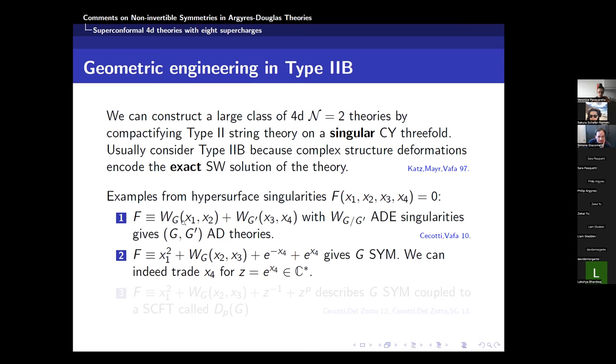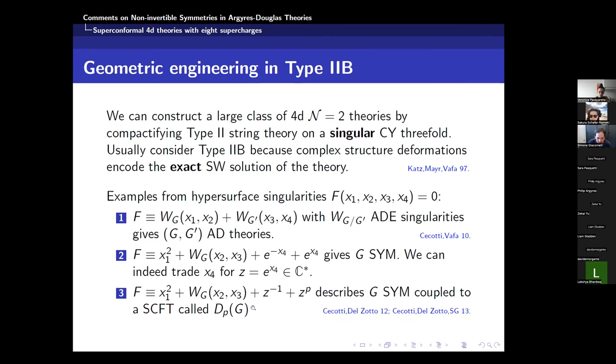One example is the case in which we have the sum of two ADE singularities. This leads to Argyres-Douglas theories called (G, G'). Then, if we want to construct a super Yang-Mills theory with the group G in this way, we can simply take again the ADE singularity. And then we add these exponential terms, which we can think of as a C* valued variable. And just by modifying slightly this equation, we get this other singularity, where Z is again C* valued. And this describes G super Yang-Mills coupled to a superconformal system, which was called D_p(G) in this work.